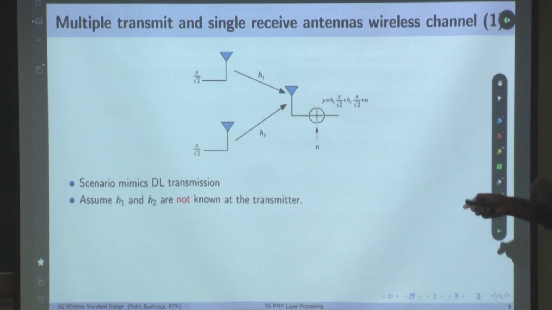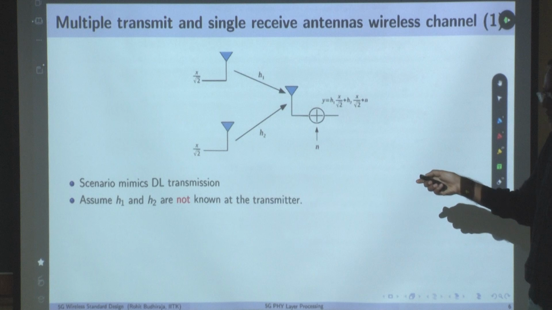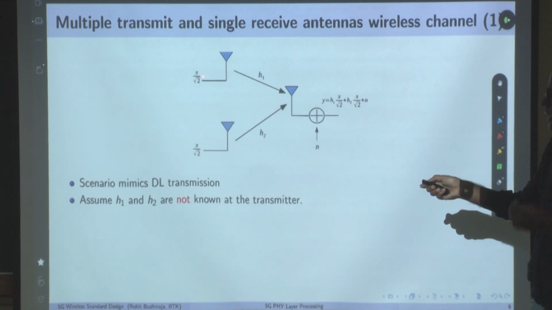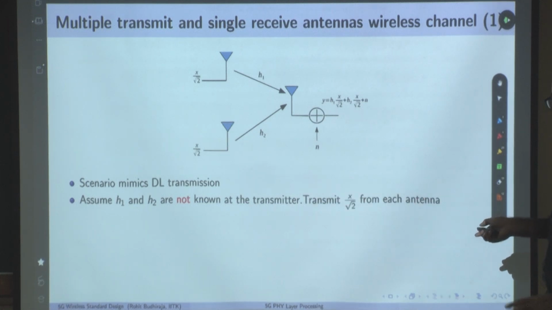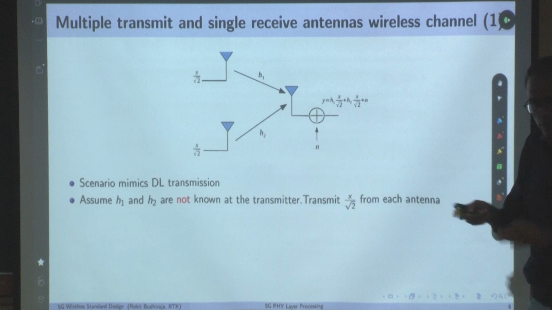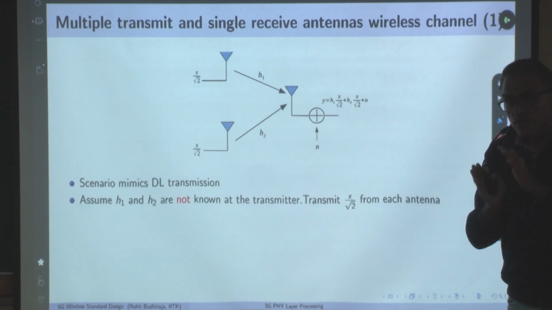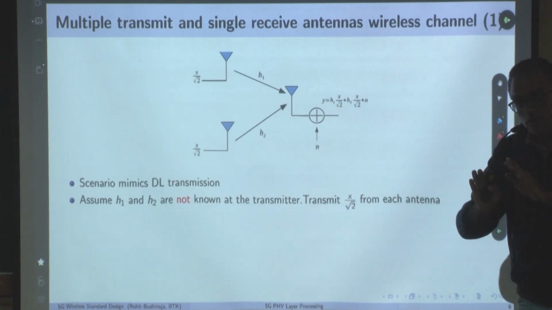What happens in that case? So what is it going to do? Two transmit antennas, what has it done? It transmits x by root 2 from each antenna. There is only one signal x. You do not want to change the power, power should always be P. Even though you have two transmit antennas, you do not want to change the transmit power, because we said P by N naught remains the same.